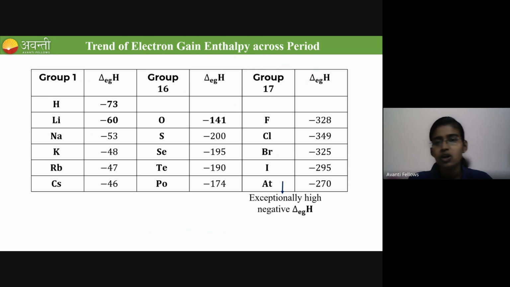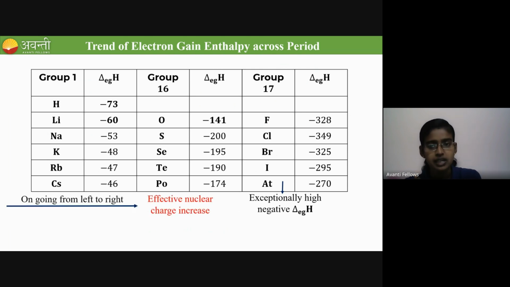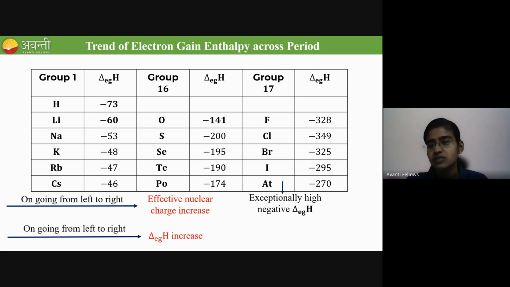So on going from left to right, the effective nuclear charge increases. So that's why the delta H value is also more negative. The negative sign denotes the process is exothermic. You should not take it the way you have seen in maths. Don't take it in that way. That negative sign denotes that the process is exothermic. Since the heat is released from the process, it is exothermic in nature, and that's why we are putting that negative sign. Otherwise, you have to see only the number. The number is very high for fluorine, right?